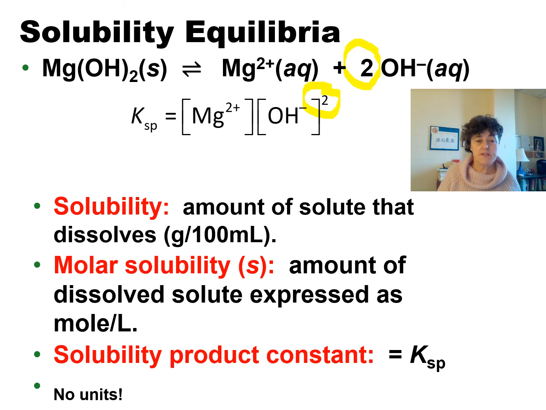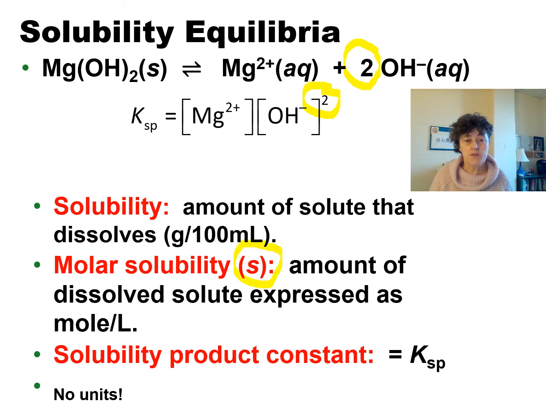Molar solubility, expressed as molarity, is the number of moles that you have dissolved in 1 liter of solution. So it has, in all respects, the same units as molarity. It's typically indicated with the letter S.